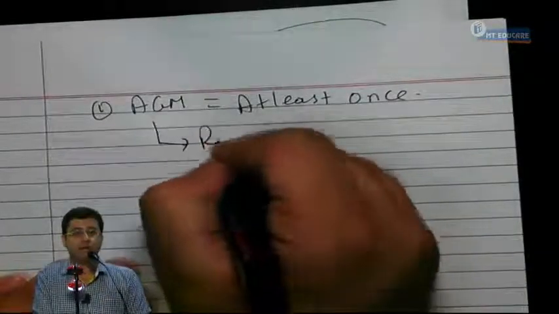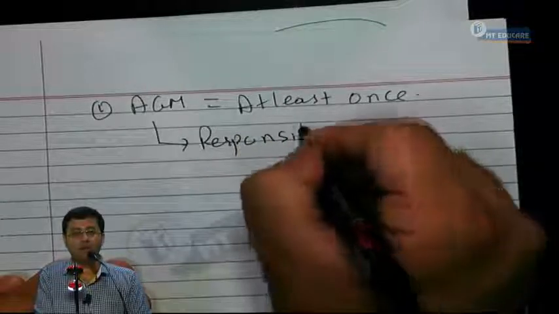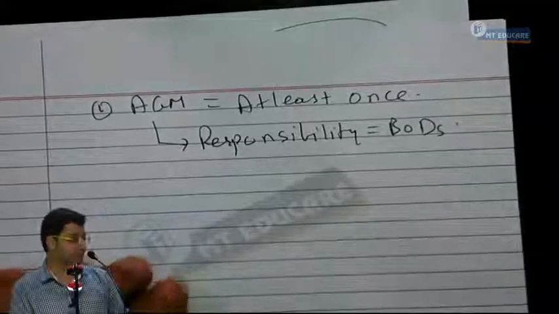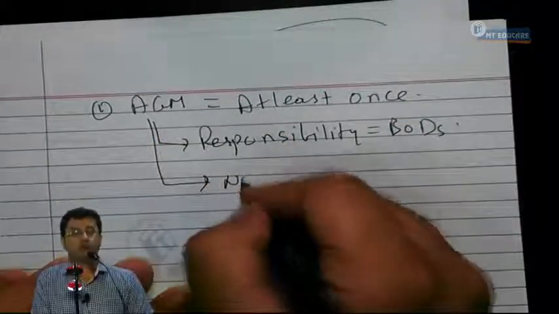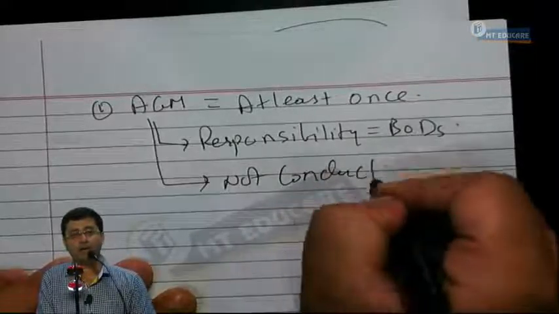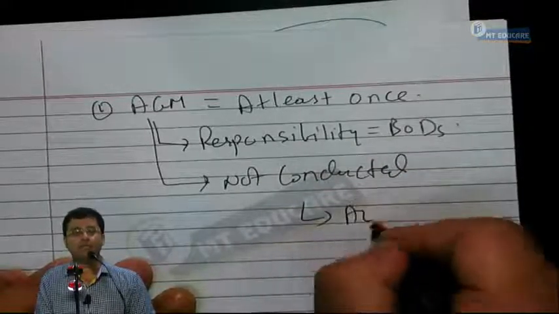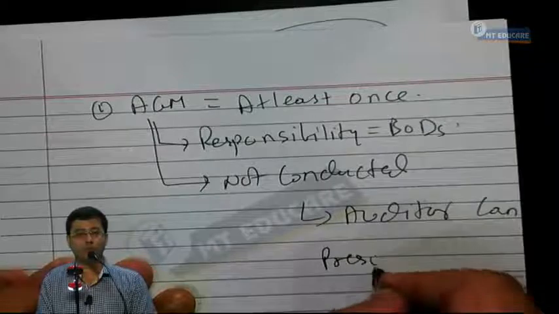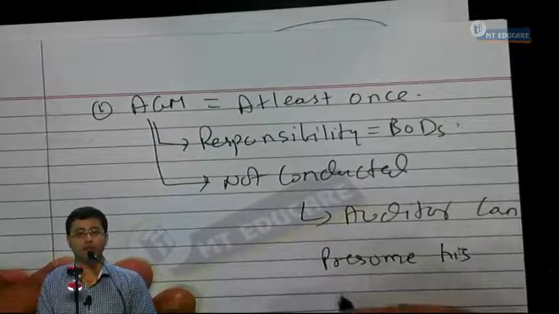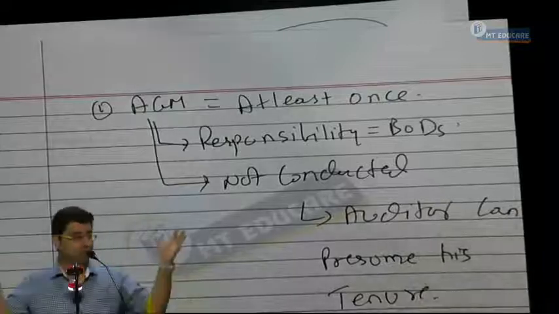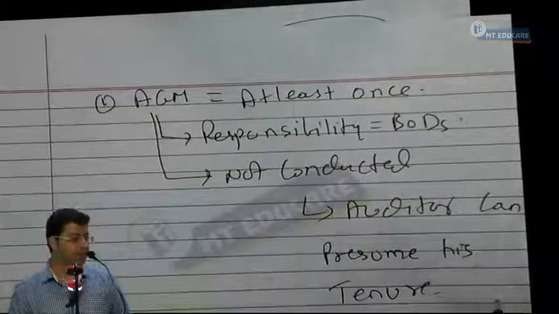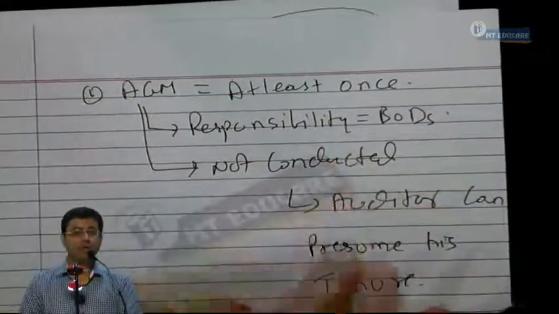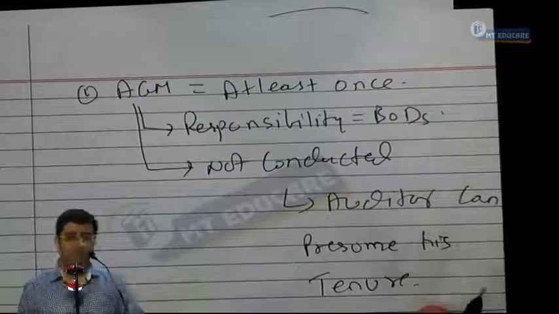If AGM is to be conducted, whose responsibility is it to conduct AGM? So responsibility is on the board of directors. Please remember this point. If the AGM is not conducted, can the auditor presume his tenure? Yes. Auditor can presume his tenure. Have you understood or not? These are all the short points which I am deriving from the things which I have explained to you. AGM should be conducted once. It is the responsibility of the board of directors. If AGM is not conducted, the auditor can presume his tenure. Is it clear or not?